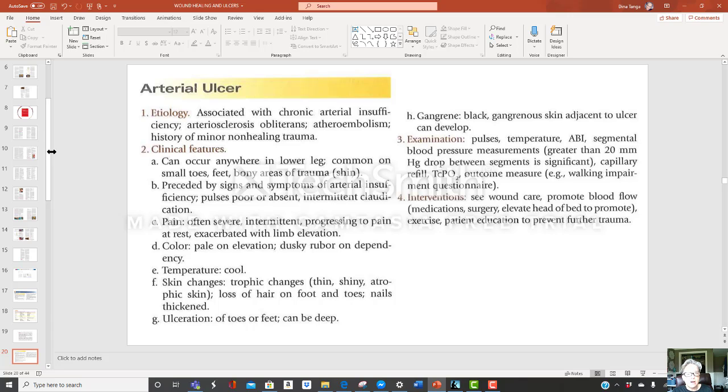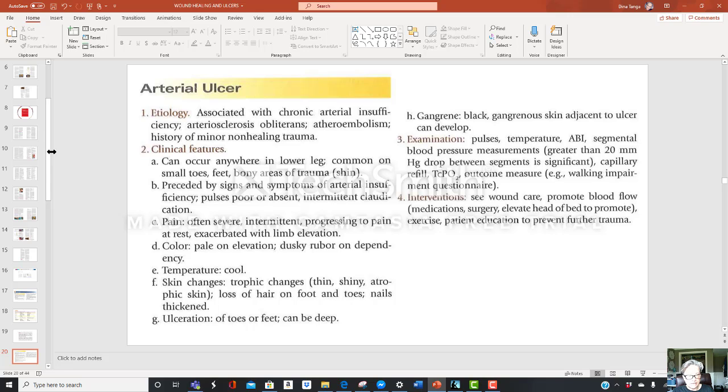Dusky rubor on dependency. So when they're on the floor, in a seated position or standing, they're probably going to get red. The temperature of the leg will be cool. Skin changes, trophic changes, thin, shiny, atrophic skin. Loss of hair on foot and toes, and nails are thickened.